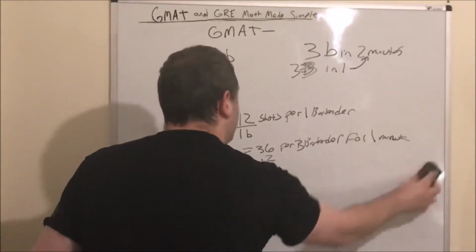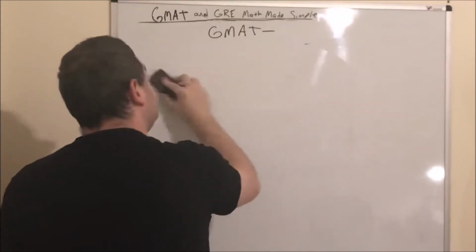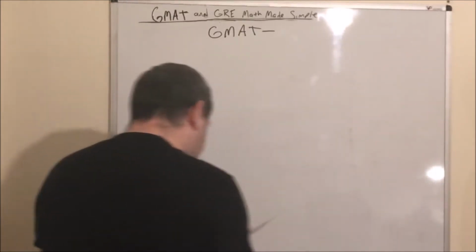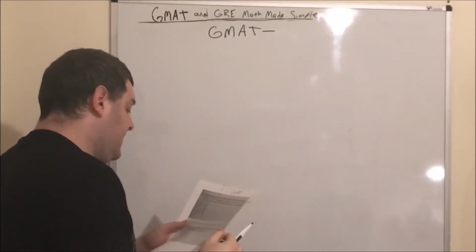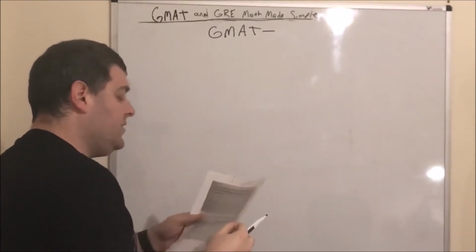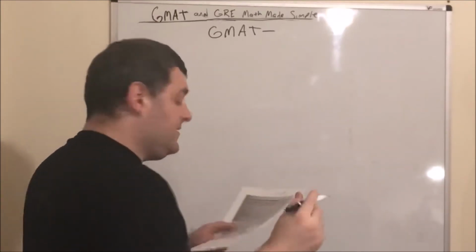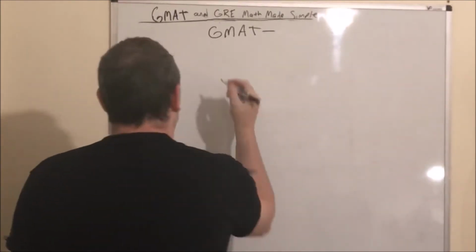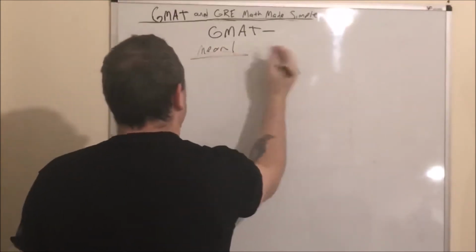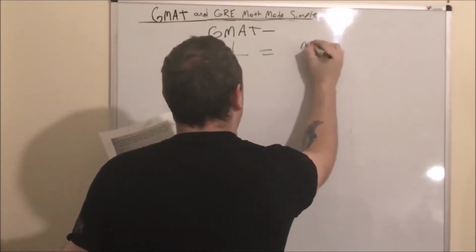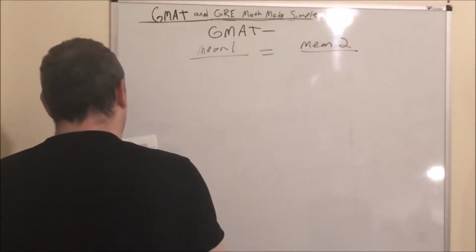Now I want to go into the arithmetic mean. Okay, I'll read the question quick. The average, arithmetic mean, of 2, 4, 6, and 8 equals the average of 1, 3, 5, and what? What we can do here is work with what they give us. The mean of one set of numbers is supposed to be equal to the mean of another set of numbers.